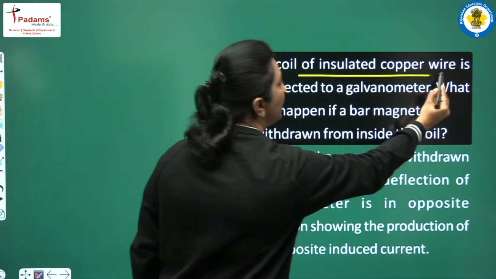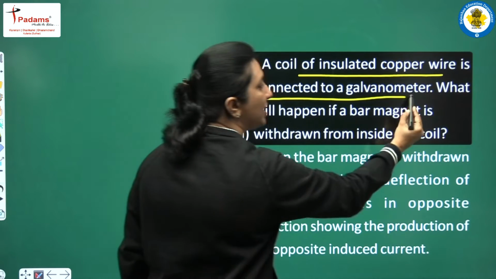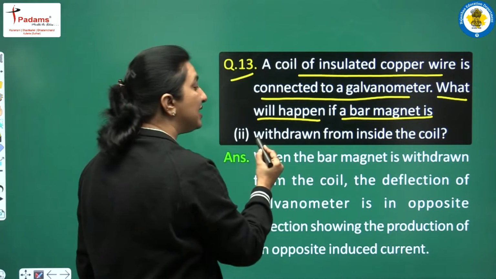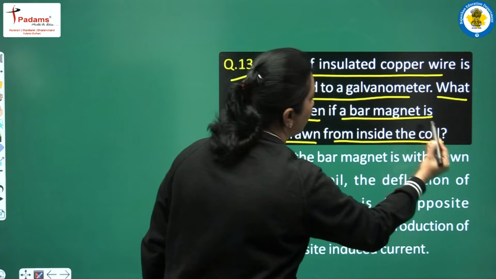A coil of insulated copper wire is connected to a galvanometer. What will happen if a bar magnet is withdrawn from inside the coil?